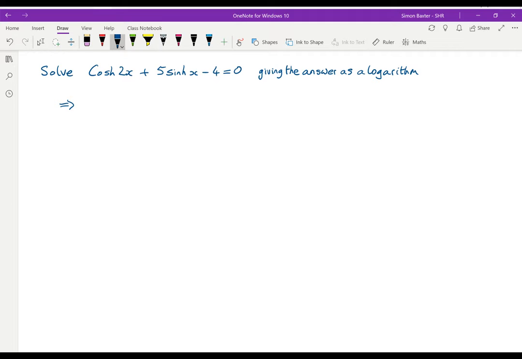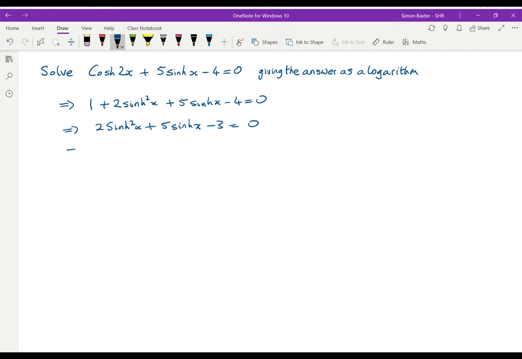Well, cos 2x is 1 minus 2 sine squared x, but remembering Osborne's rule, with sine squared we change the sign. So instead of 1 minus 2 sine squared, we get 1 plus 2 sine squared x, plus 5 sine x, minus 4 equals 0. Simplifying that, we get 2 sine squared x plus 5 sine x minus 3 is equal to 0.